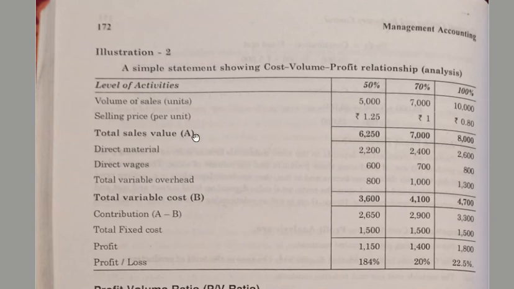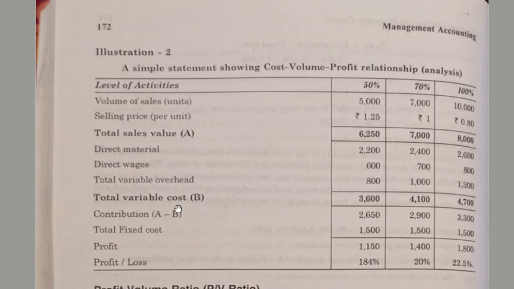So the total sales value is 5,000 into 1.25, which is 6,250. 7,000 into 1 is 7,000. 10,000 into 0.8 is 8,000. Now we look into direct materials, which is 2,200, and 2,400 for 70% and 2,600 for 100%. Direct wages they have given as 600, 700 and 800. Total variable overhead 800, 1,000 and 1,300.